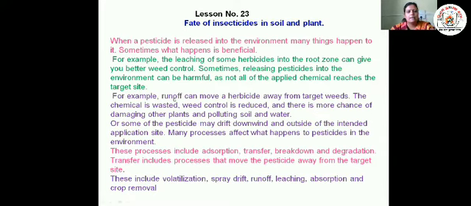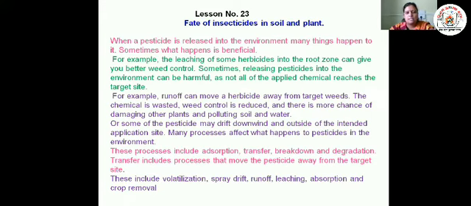Another example, runoff can move a herbicide away from the target weed. The chemical gets wasted, and weed control gets reduced, and there is more chance of damaging other plants and polluting soil and water. And some of the pesticide may drift downward and outside of the intended application sites.